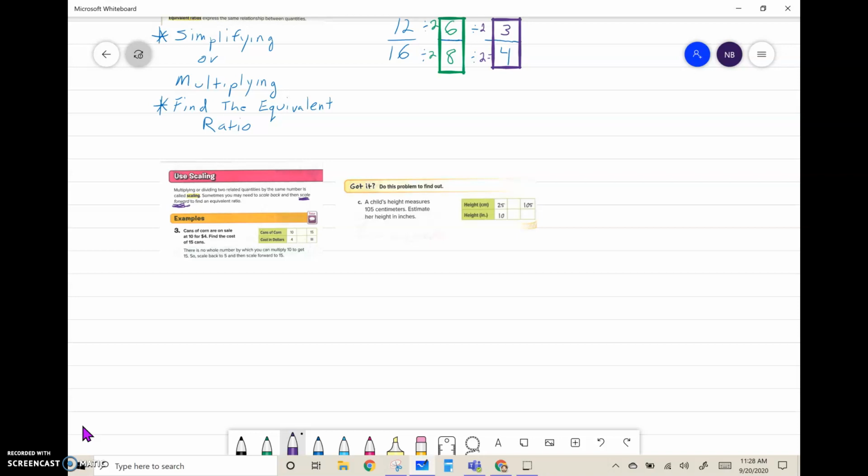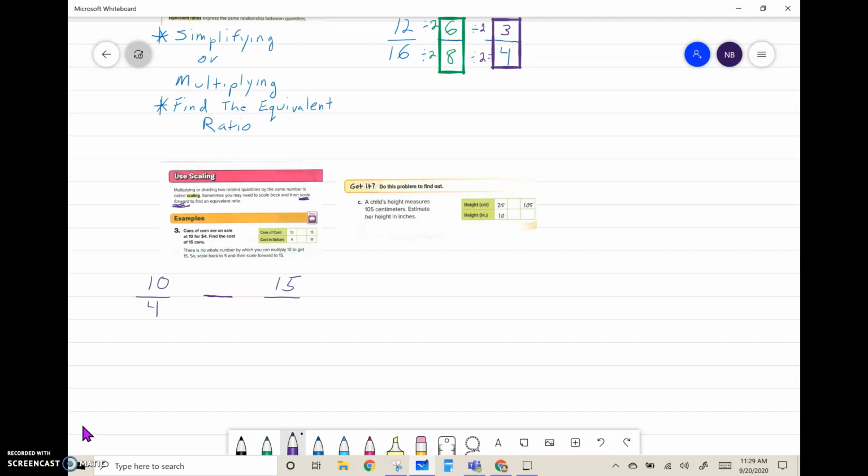All right, so let's look at our question here. It says, cans of corn are on sale at 10 for $4. Find the cost of 15 cans. Now this one's tricky because we have our first fraction of 10 over 4, then the middle column we don't know, and then in the last column they give us a 15. I can't multiply 10 times anything to get me to 15, so we're going to have to scale back first.